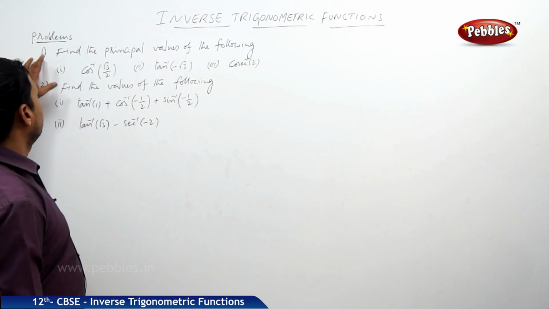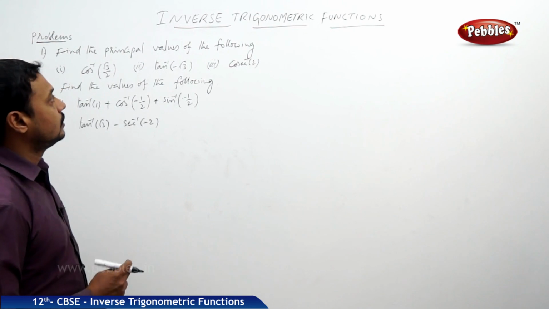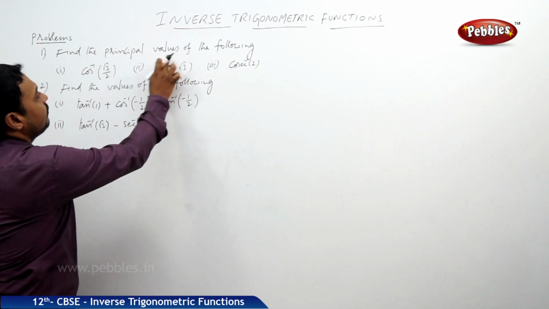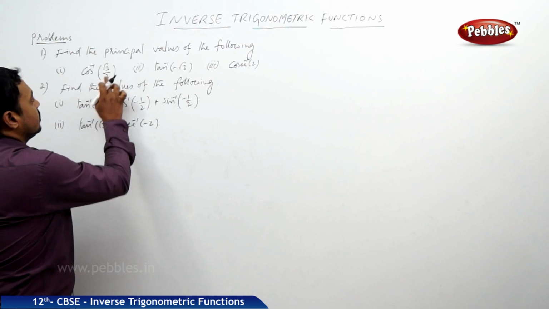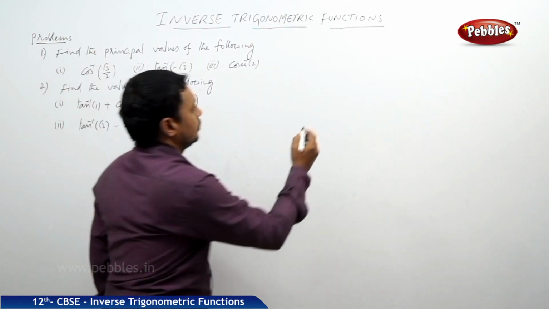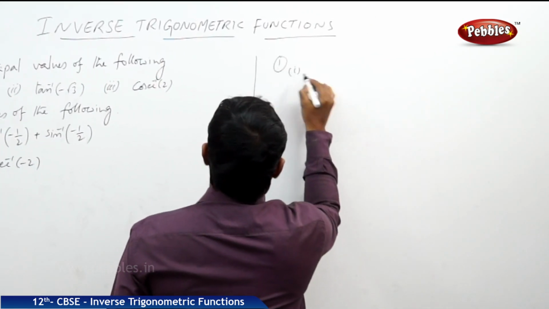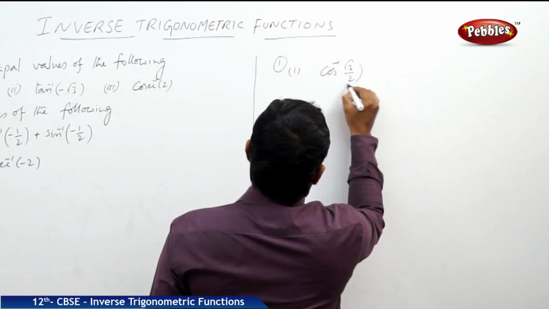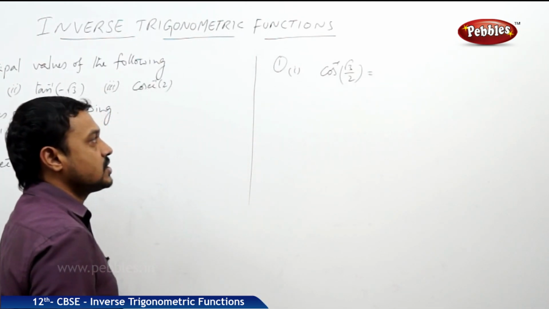Now, here are 2 problems on the definition of the inverse trigonometric functions. The first one is: find the principal values of the following: cos inverse root 3 by 2, tan inverse of minus root 3, and cosecant inverse of 2. Now, let us take the first one, cos inverse of root 3 by 2. We want to find the principal value of cos inverse of root 3 by 2.